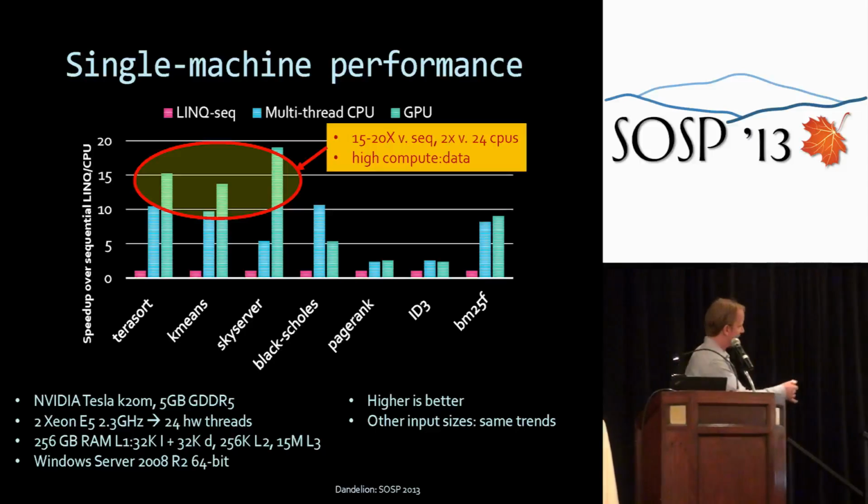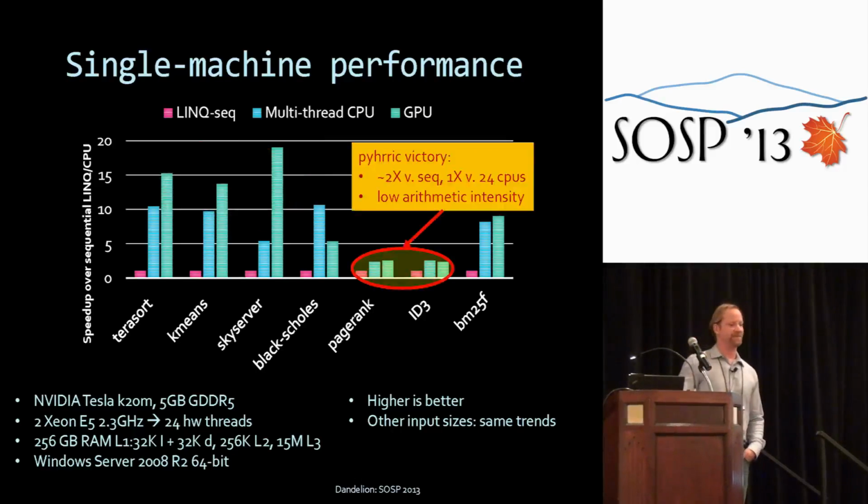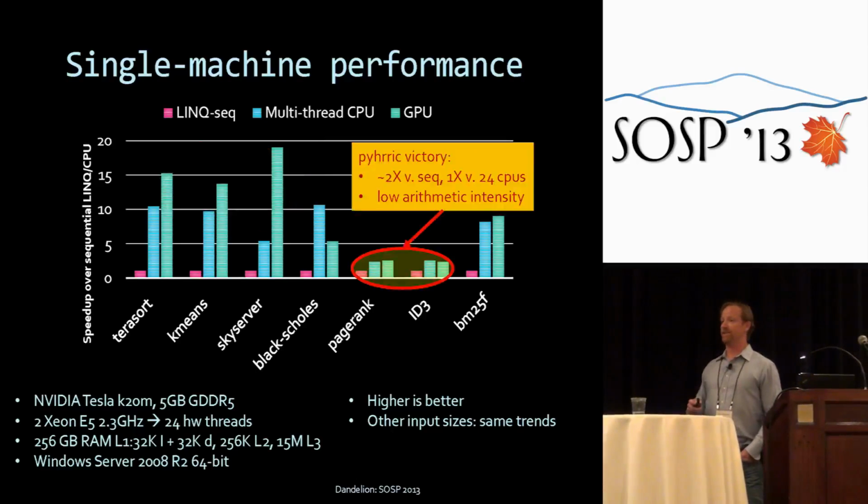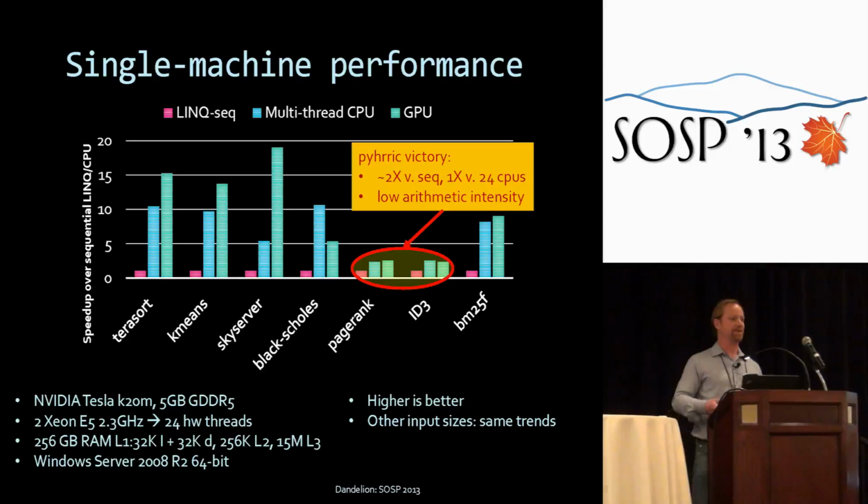And of course, over to the right, there are cases where the situation is not so rosy. Dandelion is still able to come up with an implementation that is faster than sequential, but it's not significantly faster than leveraging multi-core parallelism.